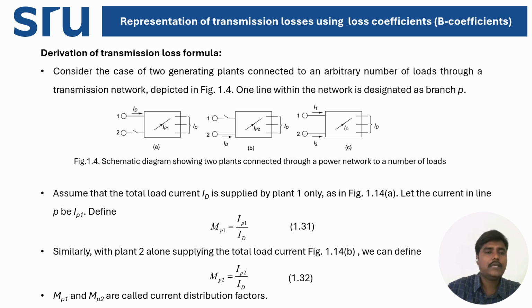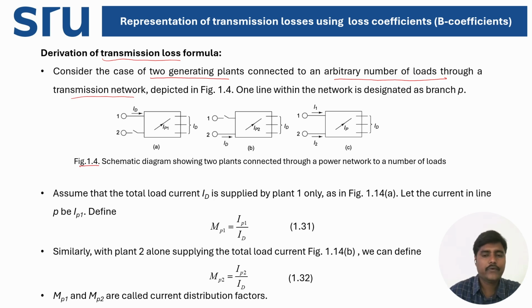So now let's see the mathematical equation that can be used to express transmission losses. This transmission loss formula can be derived by using the following process. I'll quickly explain the general procedure to be followed in deriving this transmission loss formula. Consider a two generating plants system connected to an arbitrary number of loads through a transmission network as shown in figure 1.4.